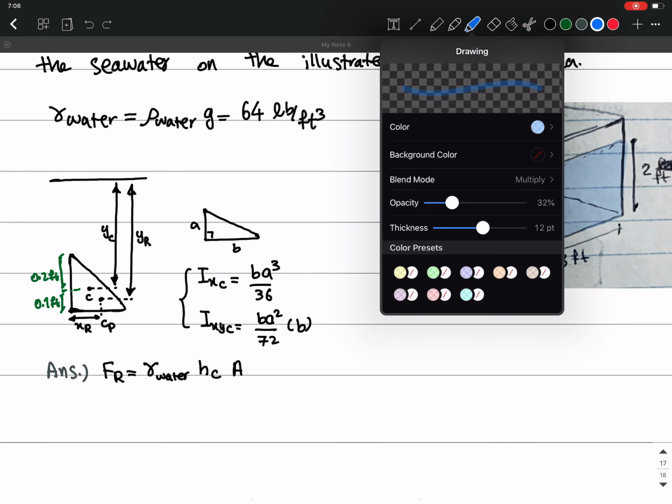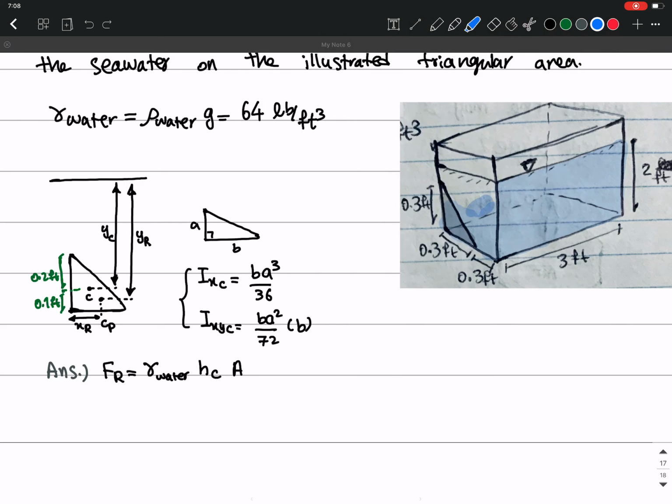I forgot to remove that side because we don't have any rectangle here.